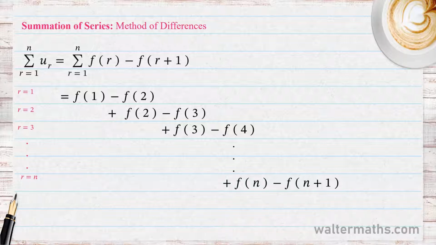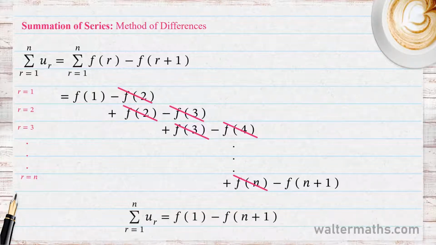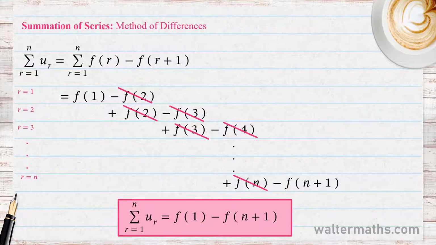Now, just by looking at this series, you can see that if we add up the terms, minus f of 2 plus f of 2 will add up to give us 0. Minus f of 3 plus f of 3 gives us 0, and so on. So all the terms in between will cancel out, adding up to give us 0. The only terms that will remain are f of 1 minus f of n plus 1. So the summation from r is equal to 1 up to n of terms of the form u sub r will be equal to f of 1 minus f of n plus 1.